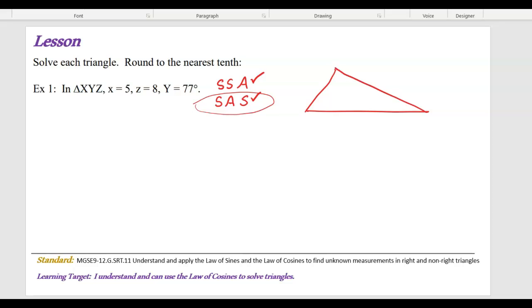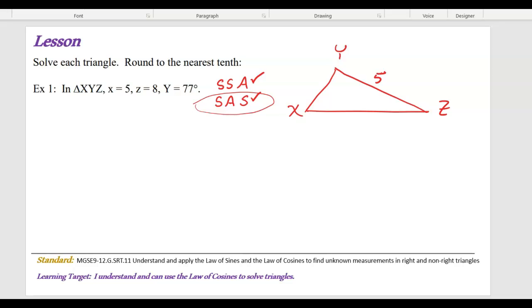So we have triangle xyz. This is arbitrary. It doesn't matter where you call x, y, and z. But if this is angle x, then opposite angle x is side x. So there's 5.